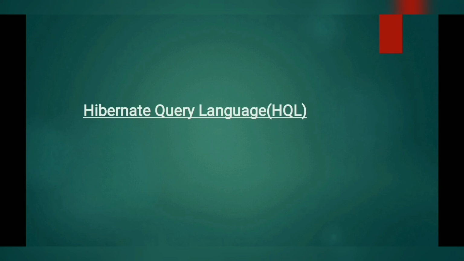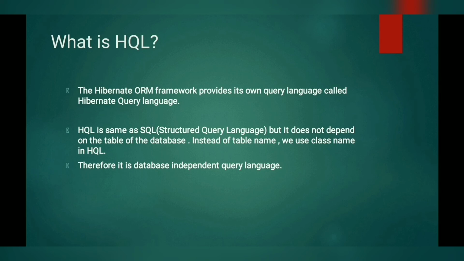Next is your HQL, Hibernate Query Language. What is this HQL? This is very much the same as SQL, which is your structured query language. SQL completely depends on the database, on the tables of the database. It will have table name, column name, all that. But in HQL, we'll have only class name. We won't be having any database. So therefore, it is a database independent query language.